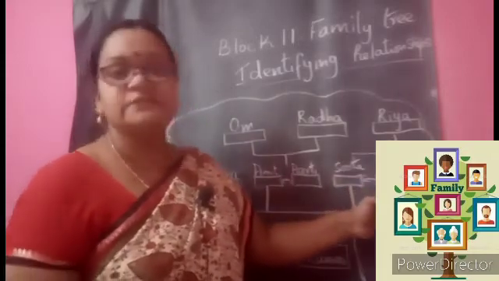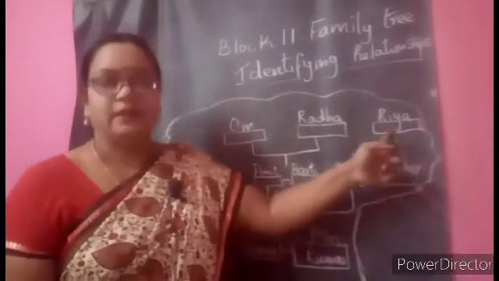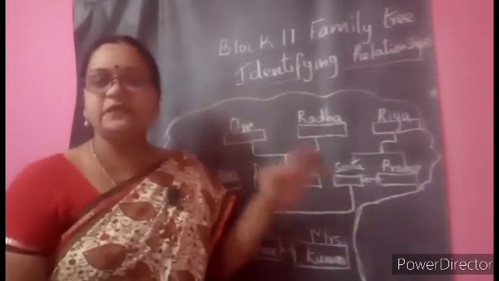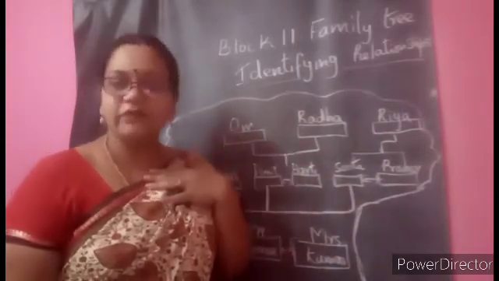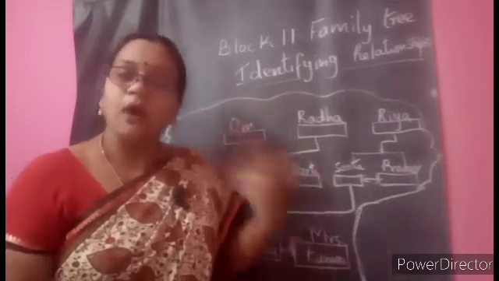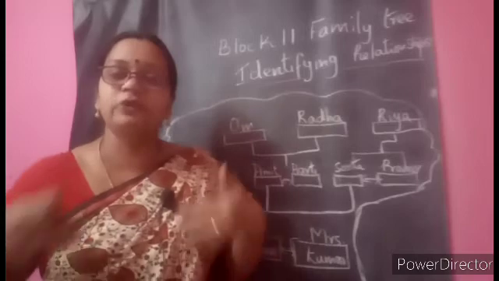Sarita and Pranav have a kid called Riya. Now these are the three different steps in this family tree. Like this, in our family tree also we can make three or four steps.